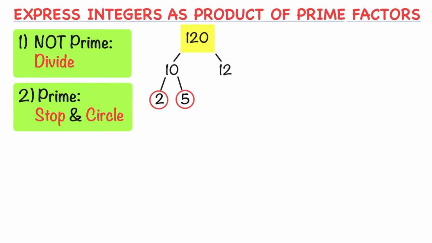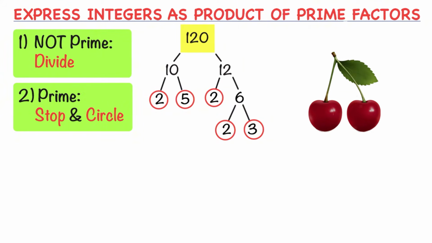Now look at 12. 12 isn't prime, so divide it by 2, which equals 6. 2 is prime, so we stop and circle. 6 isn't prime, so we divide it by 2, which equals 3. 2 and 3 are prime, so we circle them both. You can see why I'd like to call this a cherry tree method.